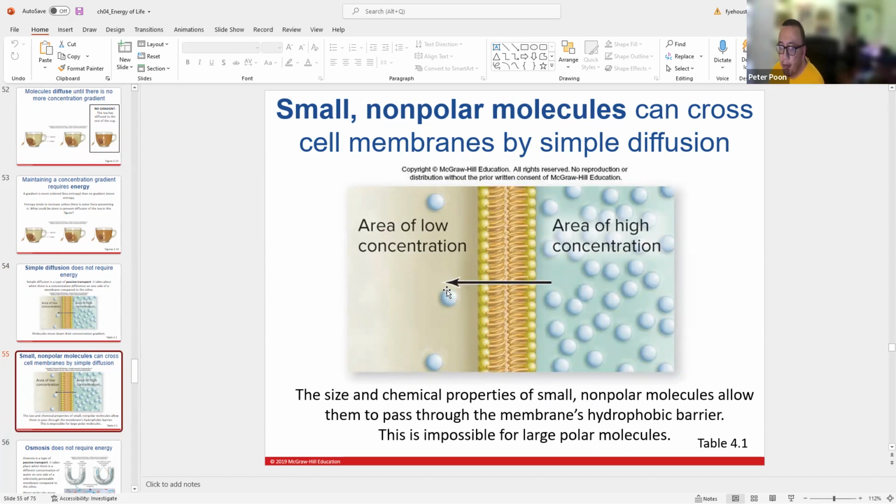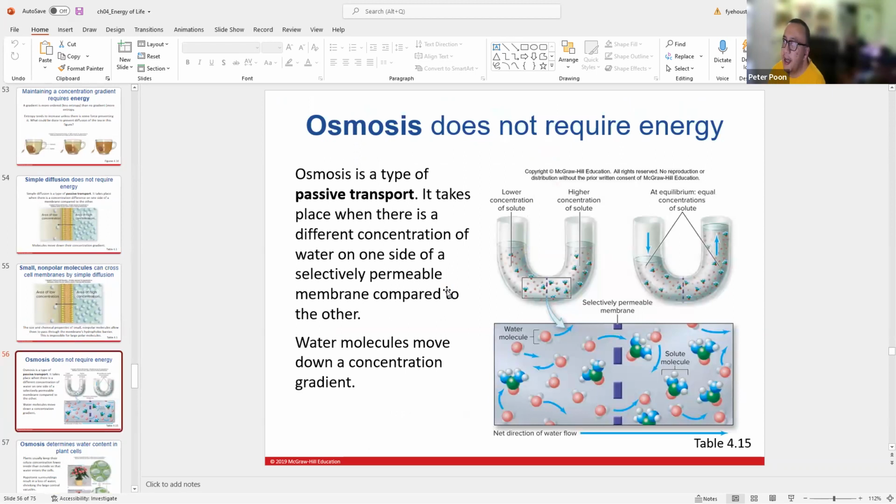The next thing is something called osmosis. Osmosis is a diffusion of water molecules. Here, if you have something from high concentration to low concentration, usually what happens is the thing that's in high concentration will pass and it'll equalize eventually. It will go from high concentration to low concentration.